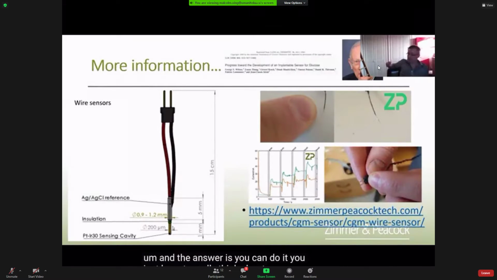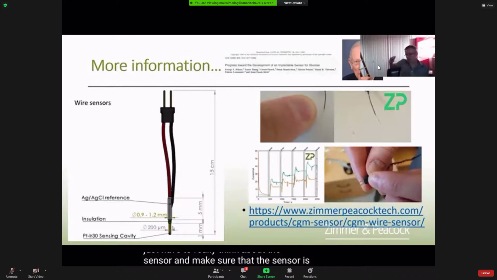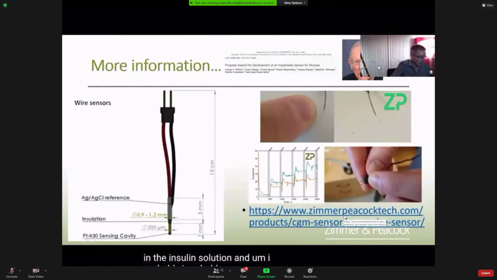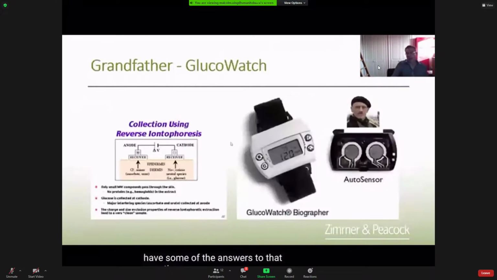You just have to really think about the sensor and make sure that the sensor is not detecting other materials that are electrochemically active in the insulin solution. And I have thought about this, and I probably have some of the answers to that question.